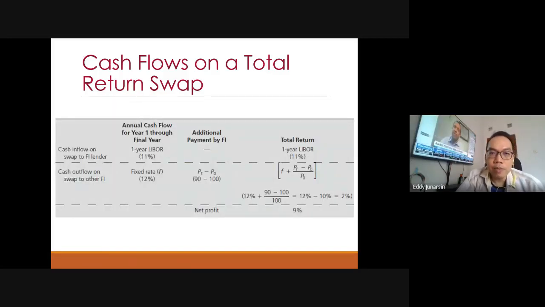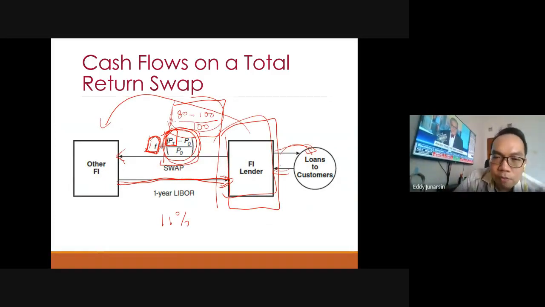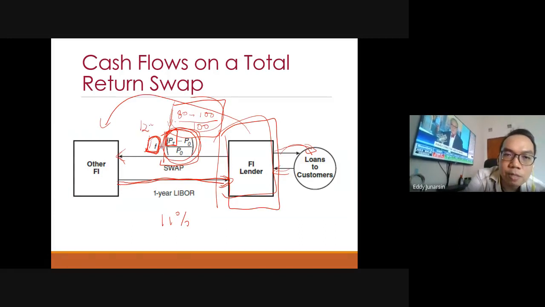So we see an example now. Let's say the 1 year LIBOR is 11%. So for sure, based on the contract, we will get 11% for this year, because the LIBOR is 11%, and we'll have to pay the fixed rate, which is 12%, plus the change in the market value of the Vietnamese government bond denominated in US dollar.